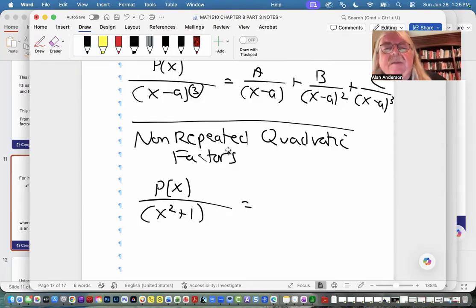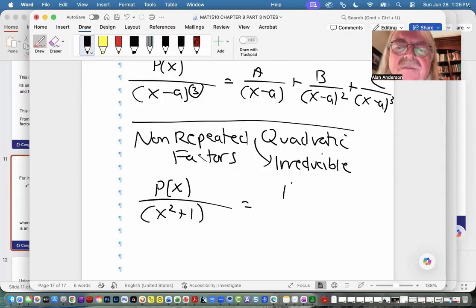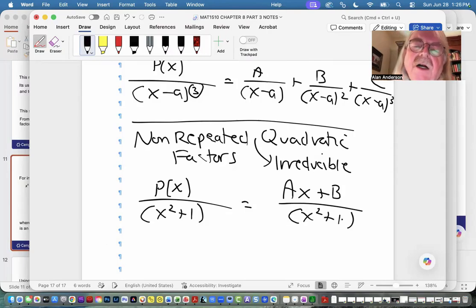I guess that probably should belong in here too. It's understood. Otherwise, we'll break it down into something simpler. So this only works if this is something that can't be factored down any further and give us real solutions. So it becomes this. Oh, that's different. In other words, the degree of the numerator has to be one less than the denominator.